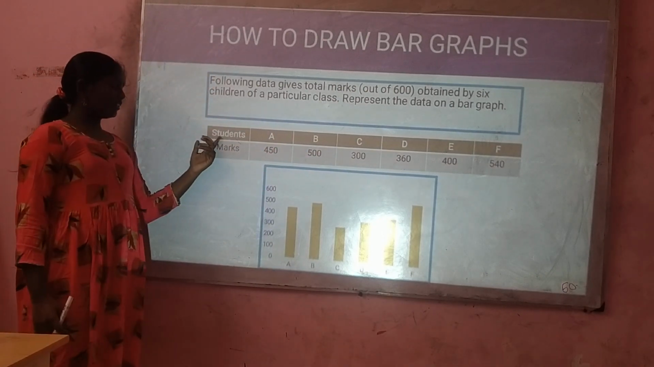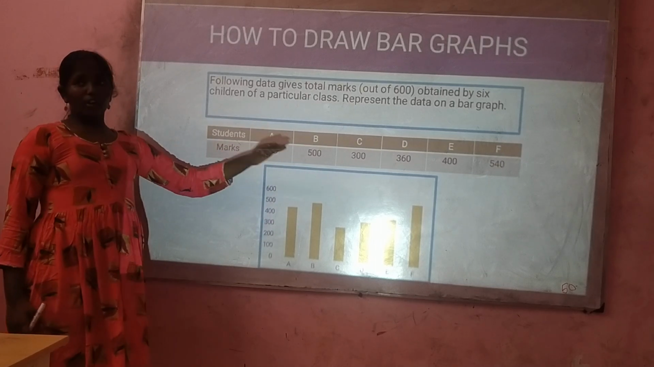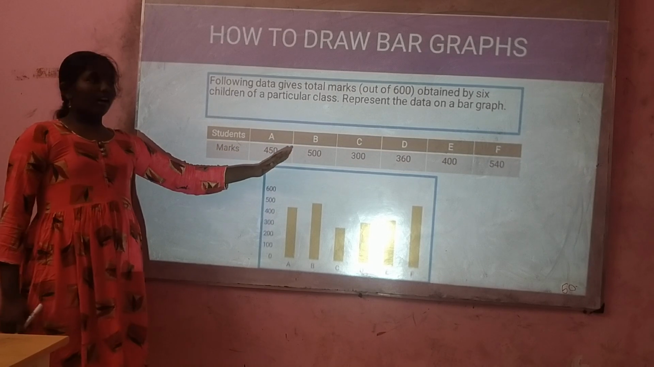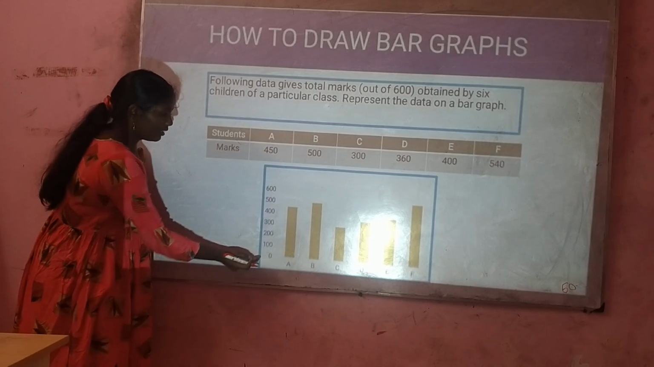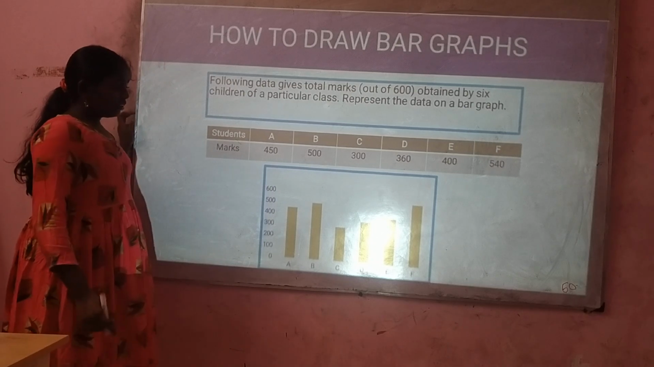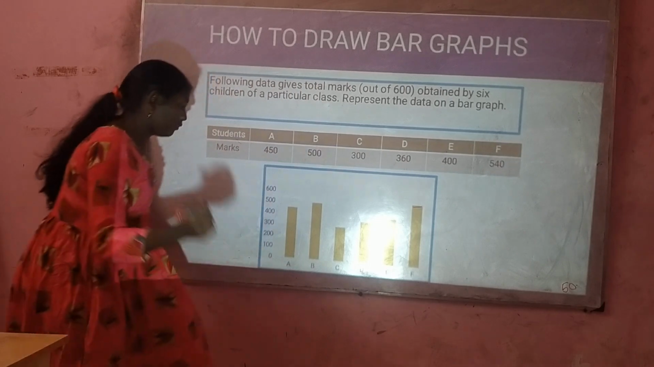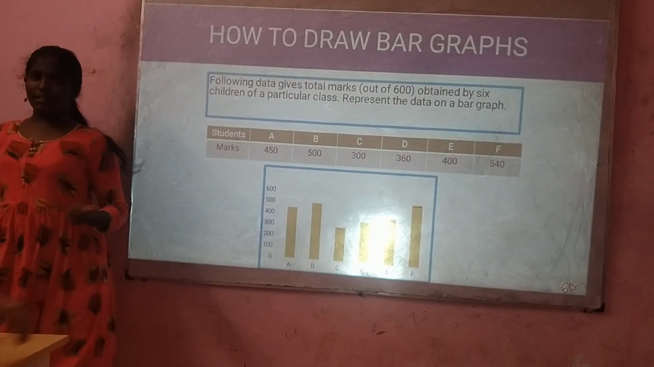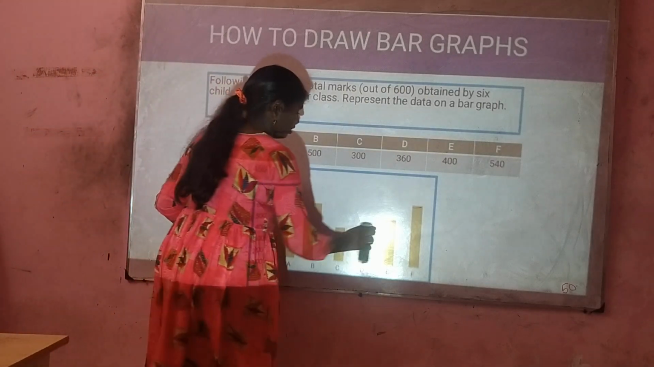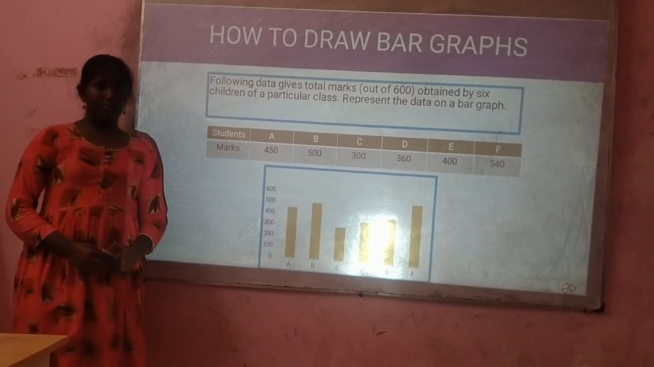So students A, B, C, D, E and F have scored the following marks in a test. So we represent it in a bar graph. Now we know who has performed the most, which is student F, and who has performed the least, which is student C. So this is a very effective way to represent the data.